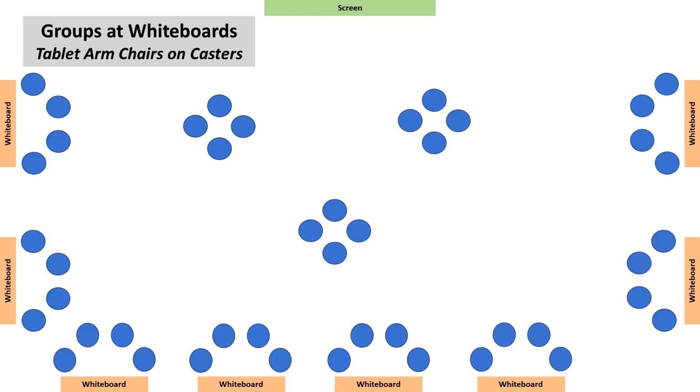In some rooms, you may find that there's not enough whiteboards for every group. In this case, you could determine a strategy for the other groups without boards to display their work. Or you could actually shift the size of the groups to match the number of whiteboards available.